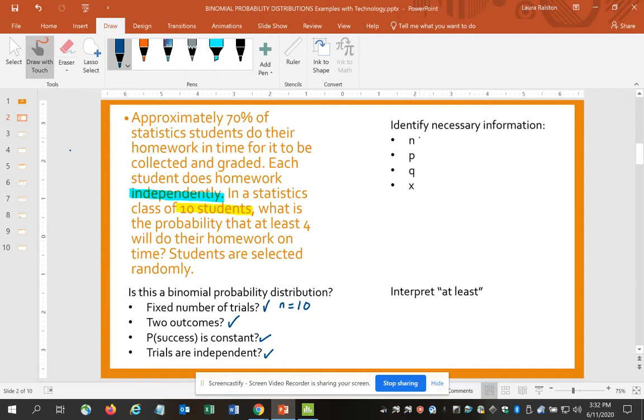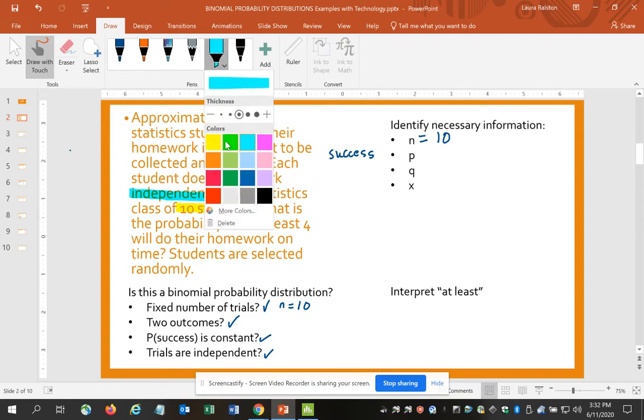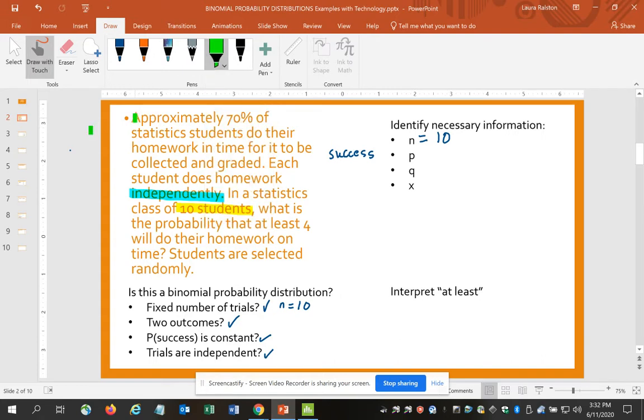Then it's helpful to identify what I tend to call the players in the problem, because you've got lots of different numbers. We've already talked about that our sample size, or number of trials, is 10. P, remember, represents your probability of success, that you get what you want. In this particular scenario, what we want is the student to do their homework in time for it to be collected and graded. It tells us in the first sentence that approximately 70% of the students do that. So my probability of success is 70%, which I do need to convert to a decimal. As a decimal, that's 0.70.